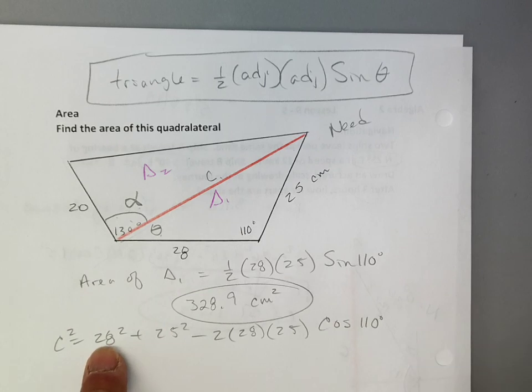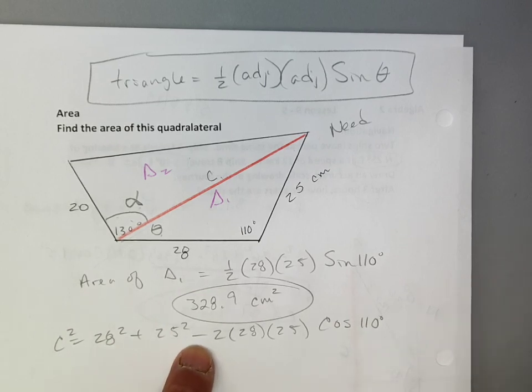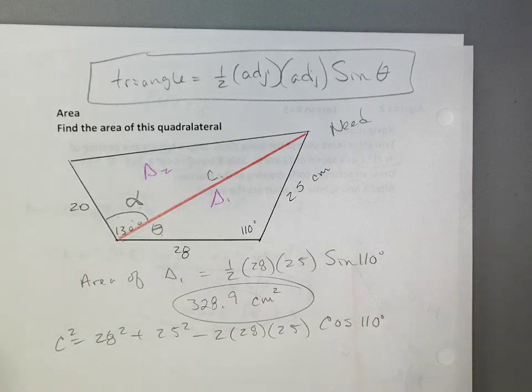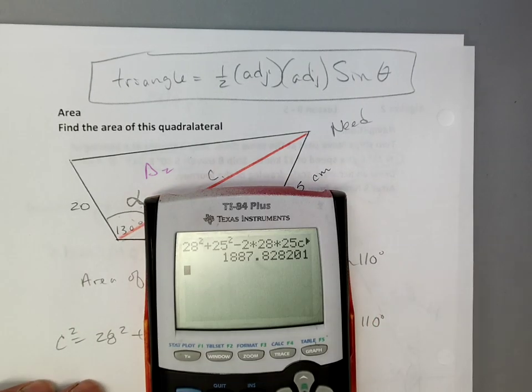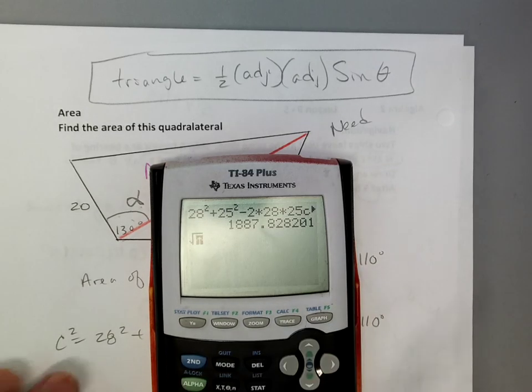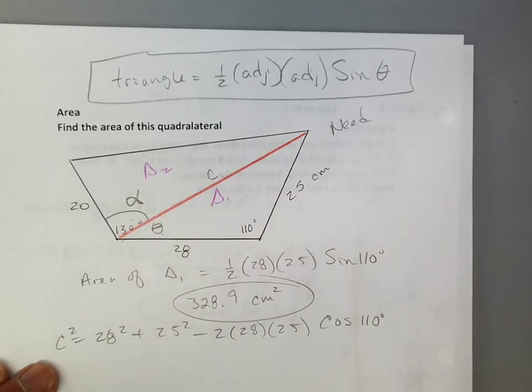I'm going to go 28 squared plus 25 squared minus 2 times 28 times 25 times the cosine of 110. Okay, and I get an answer, but I'm going to take the square root. So I get this big old decimal answer, but I'm going to take the square root of that. Okay, so there it is. Square root of that answer because it's C squared. So I took the square root of all that.